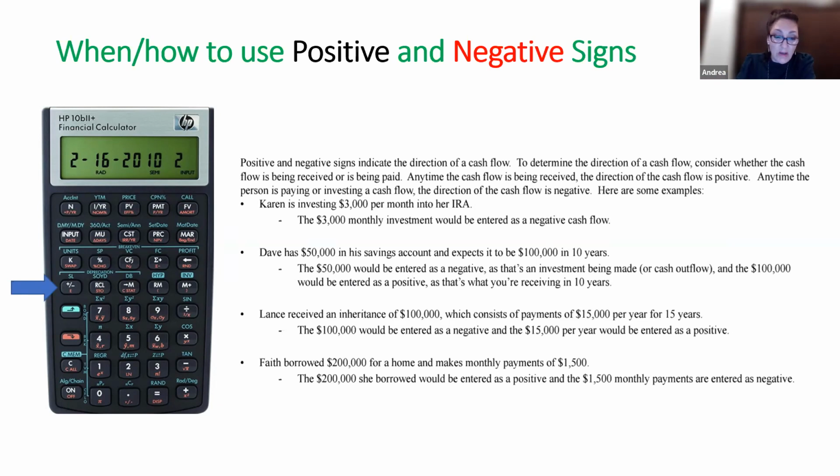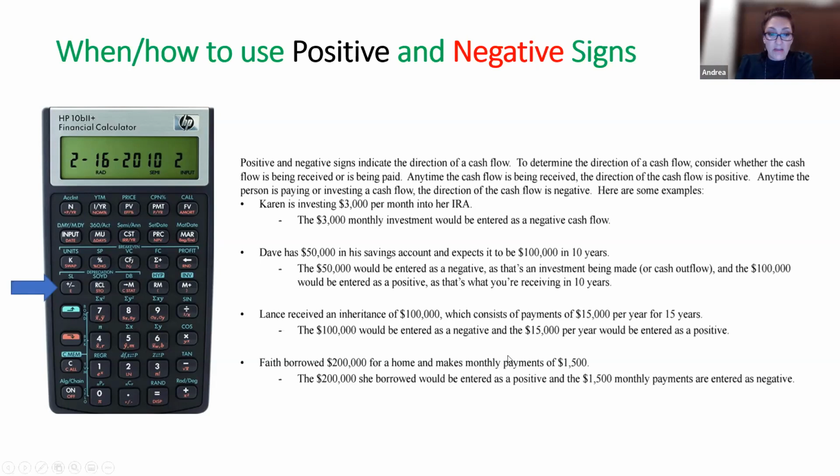Now, in all honesty, it could be either way. The solution will come out right. It's just that one of them has to be negative. So just remember, if you have a question that has both a future value and a present value, and you get a no solution, more than likely the issue is that one of those has to be listed as a negative.